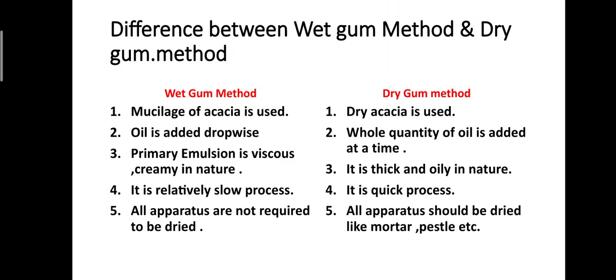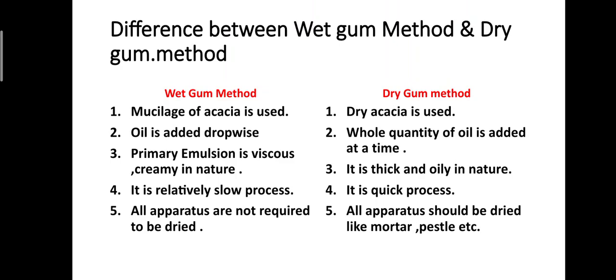Difference between wet gum method and dry gum method. This is a very important question, often asked in final exams for 3 or 4 marks. What are the wet gum method and dry gum method? Let's see. In the wet gum method, mucilage of acacia is used. In the dry gum method, dry acacia is used. In the wet gum method, oil is added dropwise. In the dry gum method, the whole quantity of oil is added at a time, not dropwise.